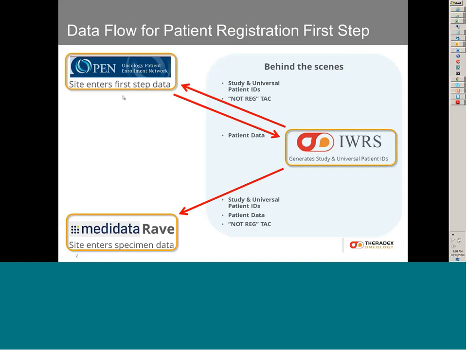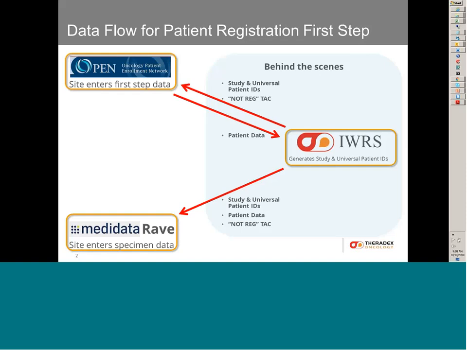And for a multi-step registration process, the site would go in and enter the first step data, which includes demographics and some other attributes of the patient as they are attempting to enter the study. Behind the scenes, there's a lot of data transfer going on, and I just wanted you to see what's happening in the background, but the site is only concerned with entering data for the first step into open.